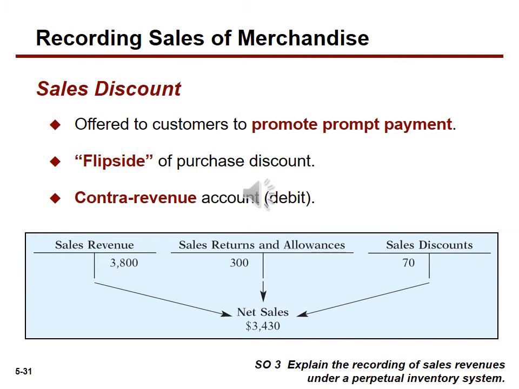And as you can see in the illustration down below, taking the sales revenue balance and subtracting the sales returns and allowances and the sales discounts from it will give us the net sales. In our example here, the net sale is 3,430. How did we get that amount? We took the 3,800 minus 300 and minus 70.